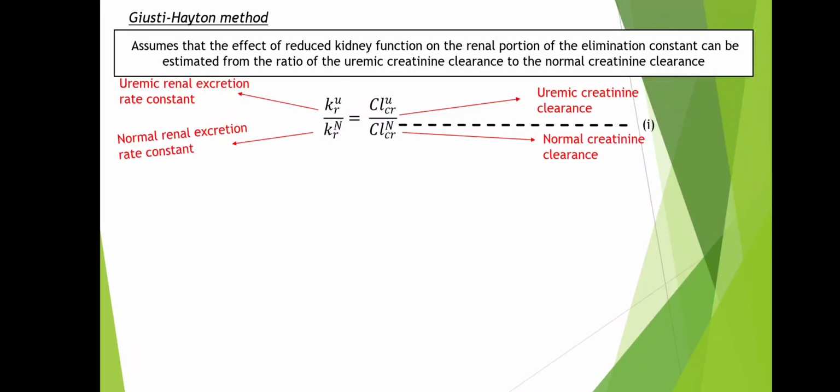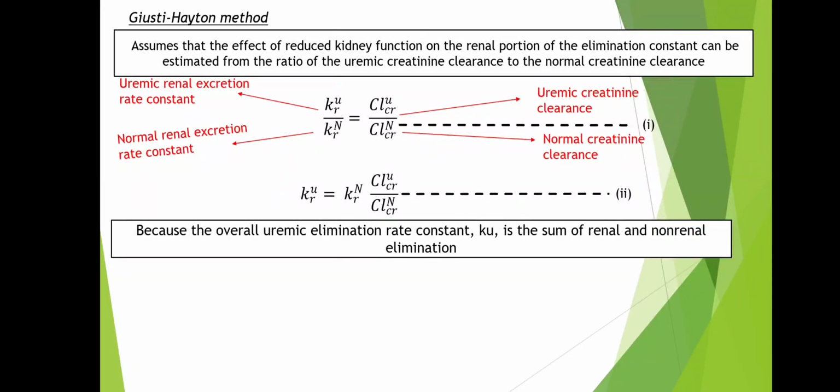Let it be equation number 1, and you can rewrite it in this manner: the uremic renal excretion rate constant equals the normal renal excretion rate constant multiplied by the uremic creatinine clearance divided by the normal creatinine clearance. Let it be equation number 2. Because the overall uremic elimination rate constant Ku is a sum of renal and non-renal elimination rate constants, you can write Ku equals Knu, the non-renal elimination rate constant in uremic patient, plus the renal elimination rate constant in uremic patient.